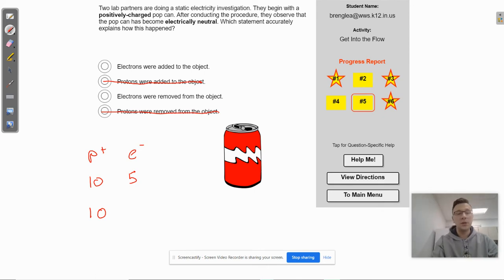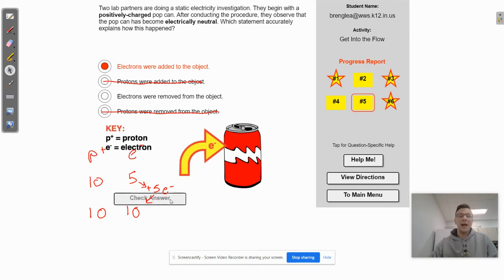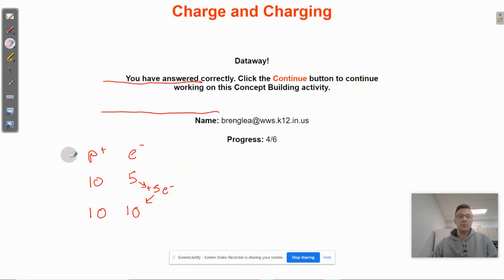So the only way to make it neutral is to add, right? We have to add 5 electrons here to get 10. That means we will choose the first option, that electrons were added to the object. Okay. All right. Good deal.